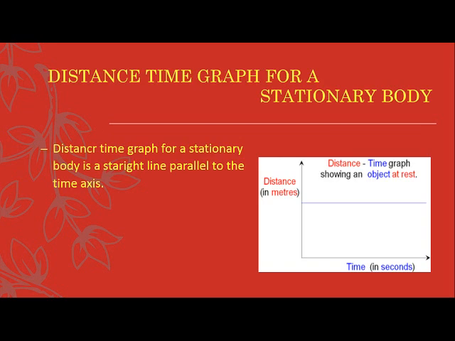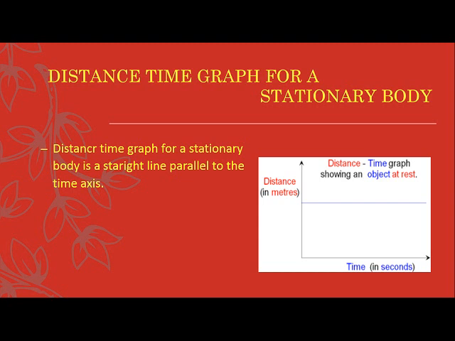We first come across the distance time graph. Today we will study the distance time graph. Distance time graph means on the x-axis, which is horizontal to the earth's surface, we take the time, which is the non-variable component, and on the y-axis, which is perpendicular to the earth's surface, we take the distance. The SI unit of distance is meter, and the SI unit of time is second.